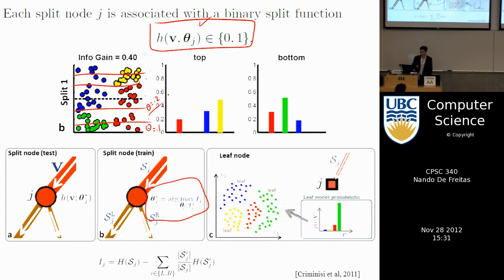Once we're done with the training, then at test time, the new input comes in, and you just check whether it's above the line or below the line. If it's below the line, if it's zero, it goes to the left. If it's one, it goes to the right.